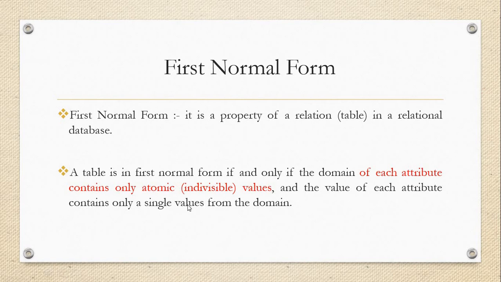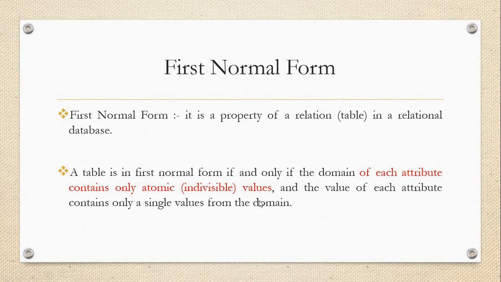Atomic means indivisible value, and the value of each attribute contains only a single value from the domain. The definition may be heavy to digest, but don't worry about that, just make a note of it: each attribute contains only atomic values.